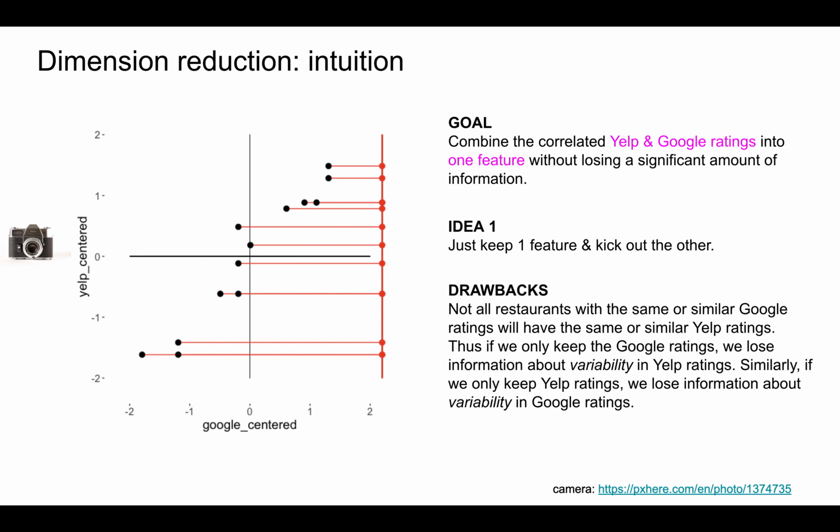Similarly, if we only keep Yelp ratings, we lose information about the variability in Google ratings. And in general, if we just kick out a feature from our dataset, we'll simplify or reduce the dimensions of the dataset, but we'll lose more information than necessary.